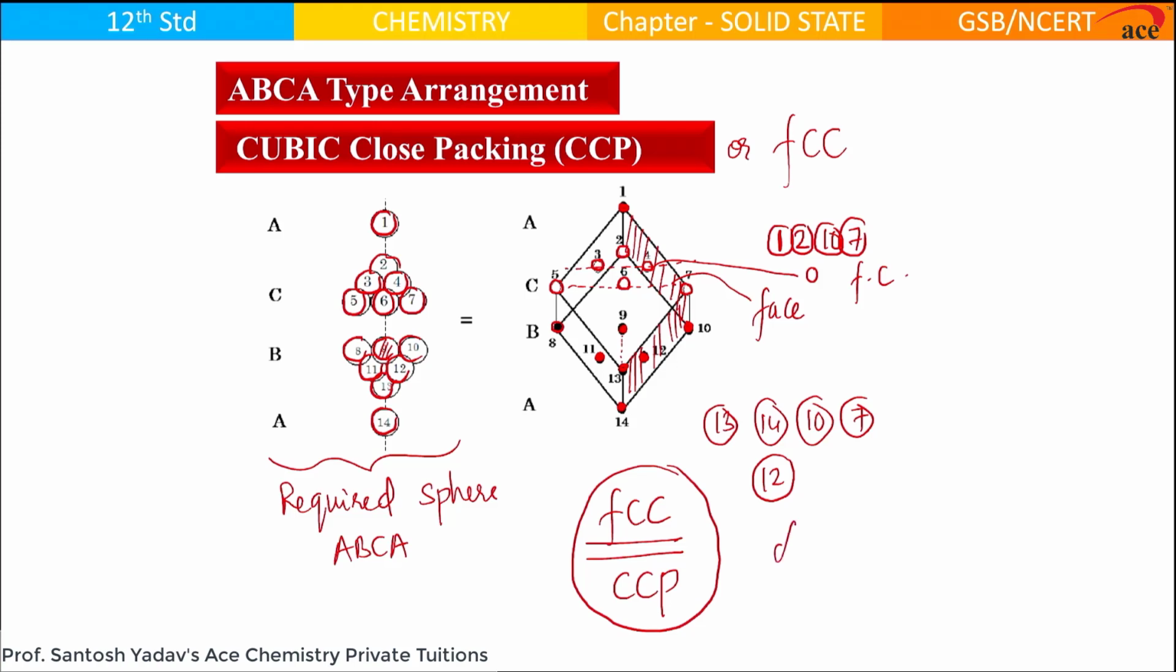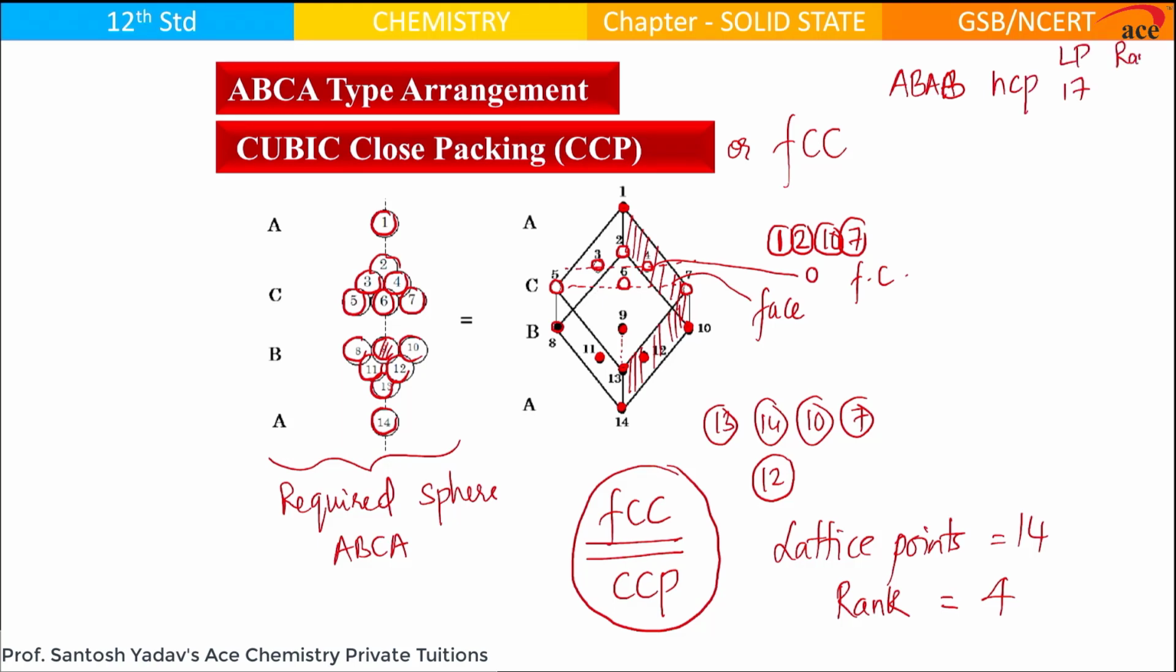If you count the lattice points, that means how many spheres are there in it? Lattice points are 14. And if you remember from the previous lecture, rank is 4. If you want to go back and check, then remember AB type of arrangement. AB type of arrangement gives rise to HCP, where lattice points are 17. Rank from the previous session is 6.